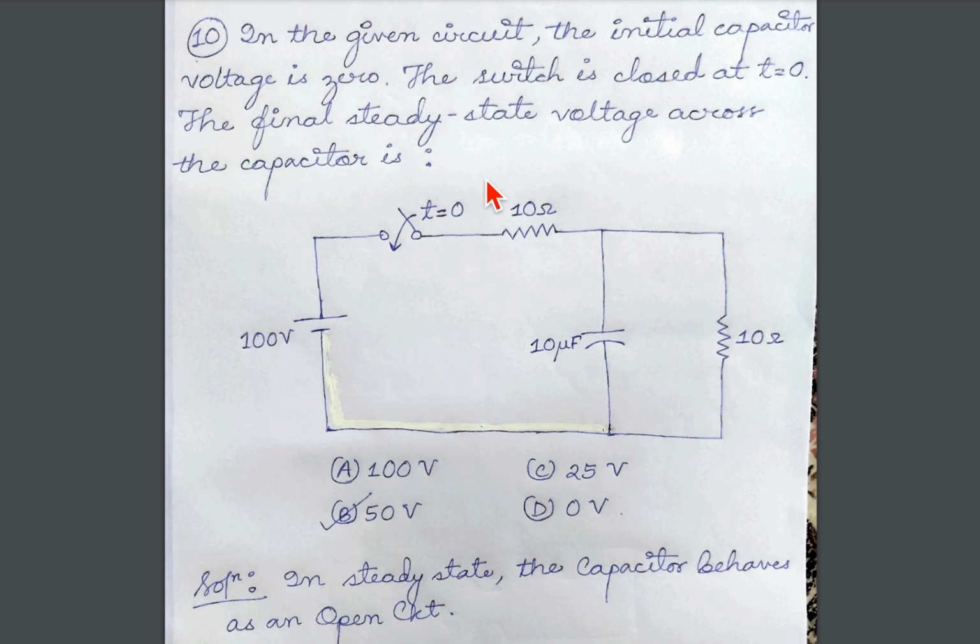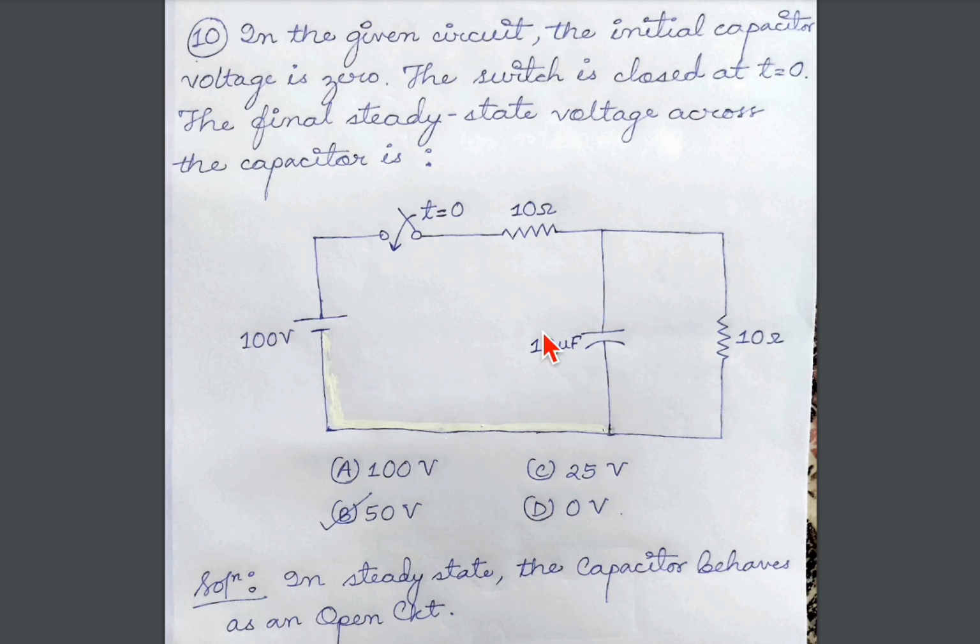So now what happens is, in the first line, it's given the initial capacitor voltage is 0. So obviously the capacitor voltage will be 0 as the switch is not closed. So it's open circuit, no current is flowing, and hence there is no voltage across the capacitor. And then it said the switch is closed at t equal to 0. So this switch is closed. As soon as the switch is closed, current will start flowing in the circuit.